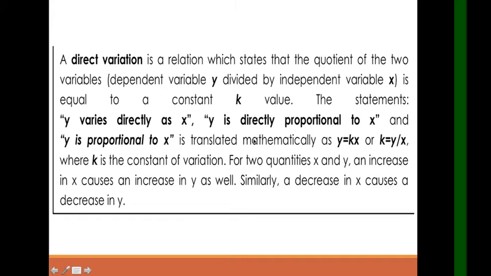So it is the simplified version when we're looking for the k, and when we're looking for the y, ito naman yung formula niya, where k is the constant of variation. For the two quantities x and y, an increase in x causes an increase in y as well. Similarly, a decrease in x causes a decrease in y.